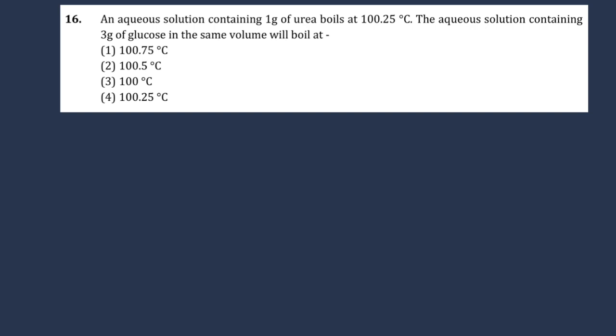The question is: an aqueous solution containing 1 gram of urea boils at 100.25 degrees Celsius. The aqueous solution containing 3 gram of glucose in the same volume will boil at? So keep in mind the formula for this: delta Tb is equal to i into Kb into molality. When volume is the same, their mass is also the same because density will remain the same.